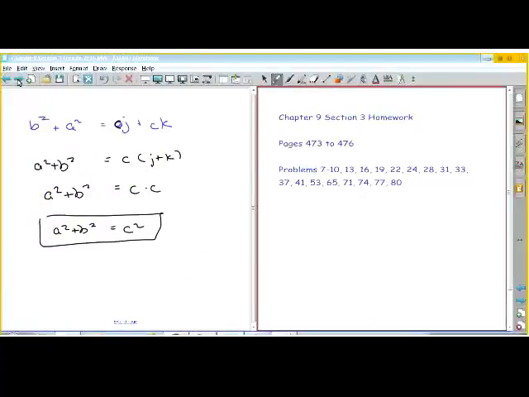So the homework for this section, I don't know if I showed this last time or not. We've gone through all the kinds of homework problems that you'll see. Describing different kinds of triangles. Actually, I think that was the second section. This is using the Pythagorean theorem as well as similar triangles.